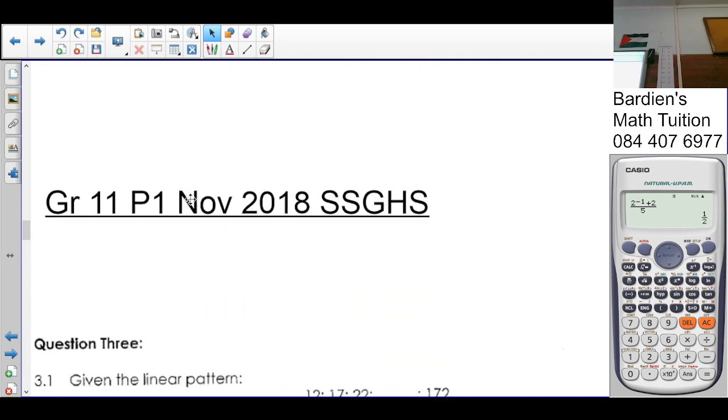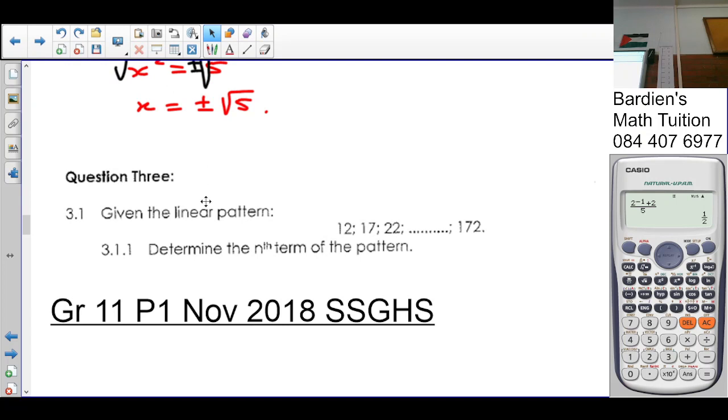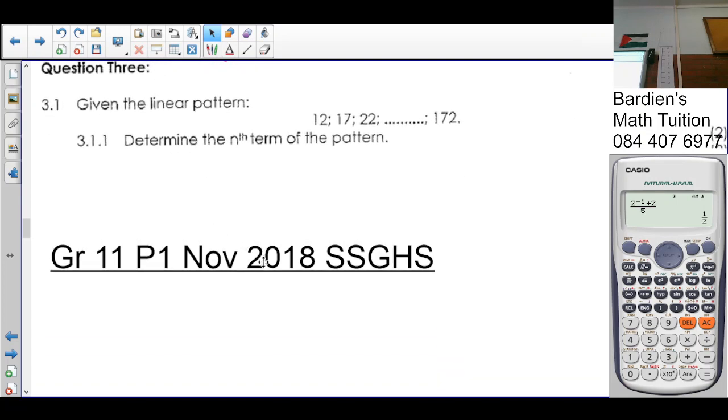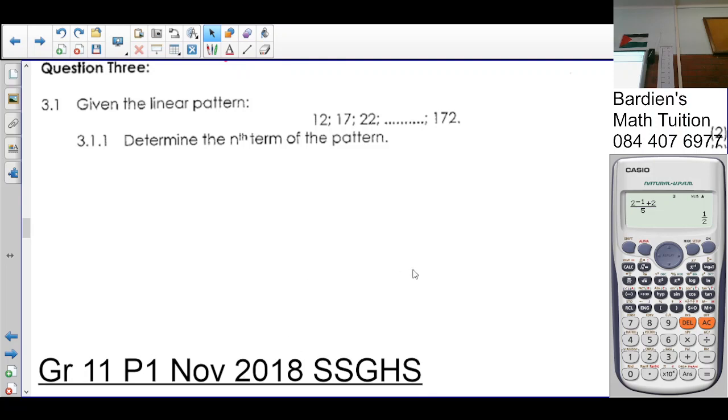I asked you to do question 3 as well. In question 3, we are told, given the linear pattern. So linear, what is exclusive to linear patterns? What would you find in linear patterns only? First common difference, not so?